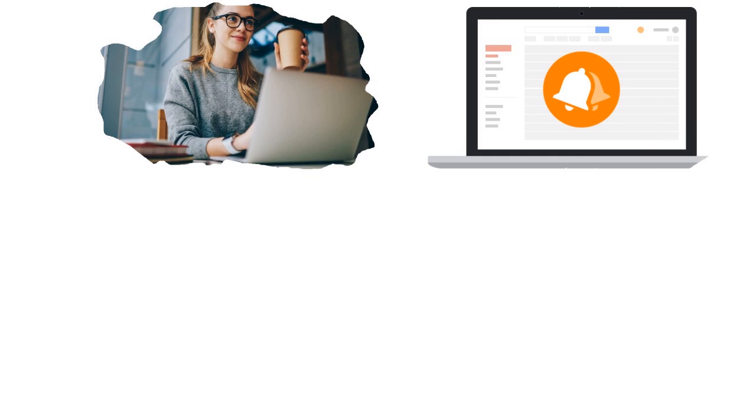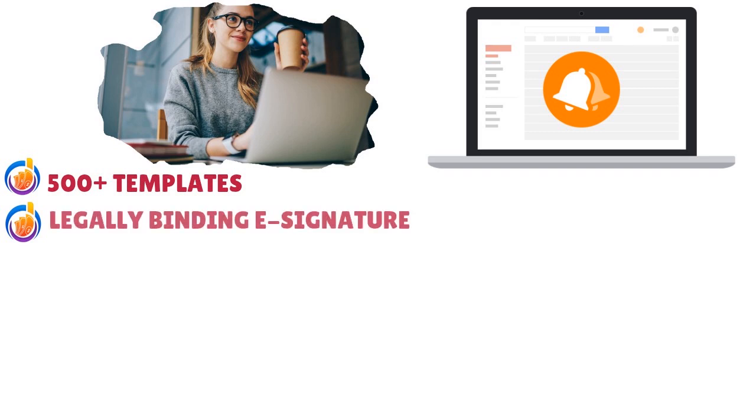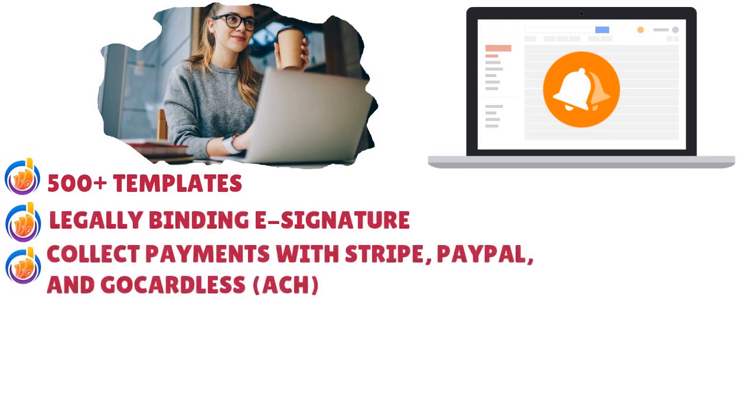And in terms of notifications and tracking, Better Proposals lets you know when a document has been received, opened, or even forwarded. In terms of key features, you have more than 500 templates and a legally binding e-signature module. You are able to collect payments with Stripe, PayPal, and GoCardless through ACH. So that's really good because you have a lot of other tools that only stick to Stripe or only to PayPal. So this one is really good because it goes further.